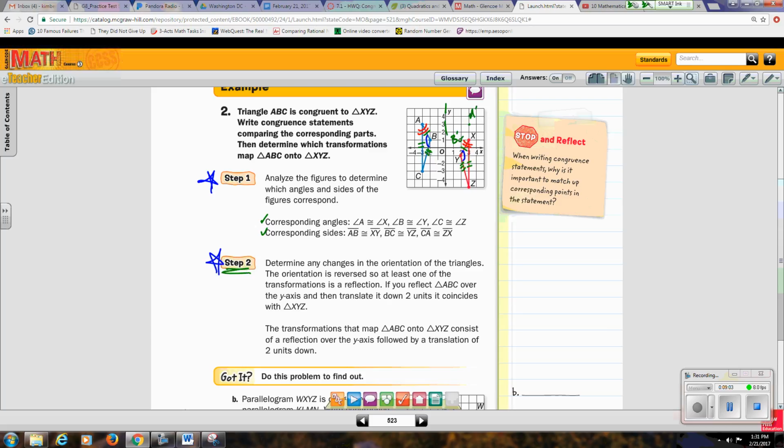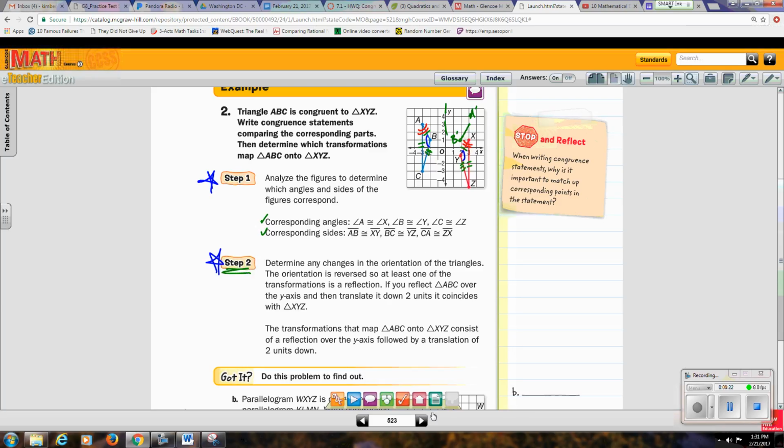Okay, can you guys see that? I'm just drawing this right here. Okay, I'm going to just do this one side. And then you can see we need to do a translation 2 units down. Okay, so a reflection over Y, and then translate it 2 units down. And that maps this onto this. And we've kind of done this through Khan Academy.